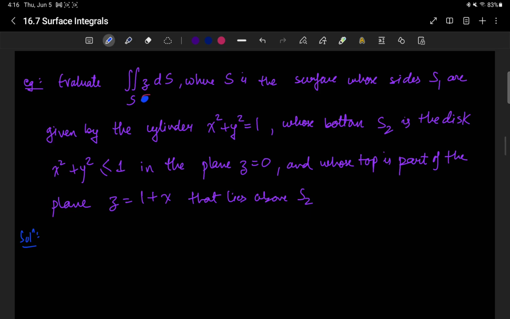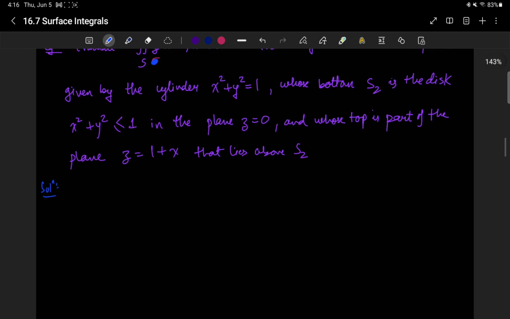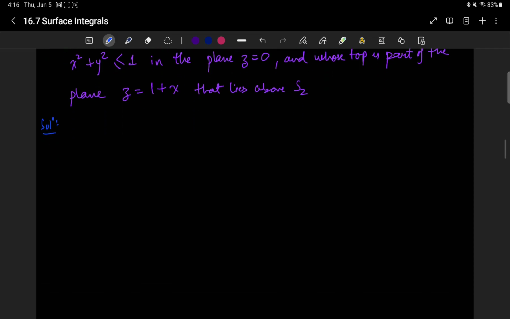Evaluate the surface integral of z dS, where S is the surface whose sides S1 are given by the cylinder x squared plus y squared equals 1, whose bottom S2 is the disk x squared plus y squared less than or equal to 1 in the plane z equals 0, and whose top is the part of the plane z equals 1 plus x that lies above S2.